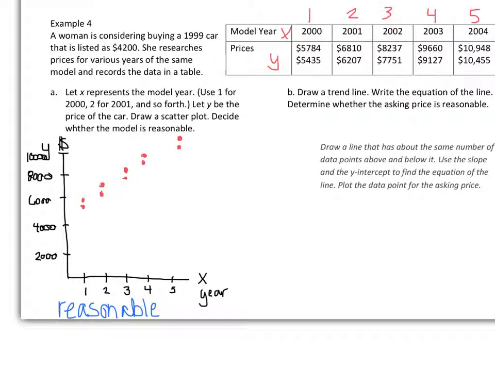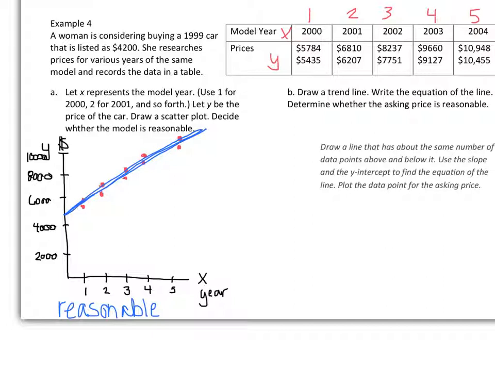Now it says draw a trend line. Based on those, draw a line that has about the same number of data points above and below it. It needs to be straight. So it's just like a number line? Oh, I know what you're saying. Mine was not really straight. I'm going to try again. So it should be a straight line. Rulers are great for this.